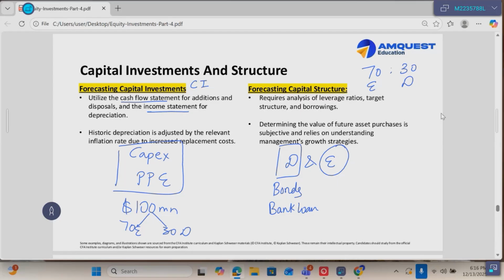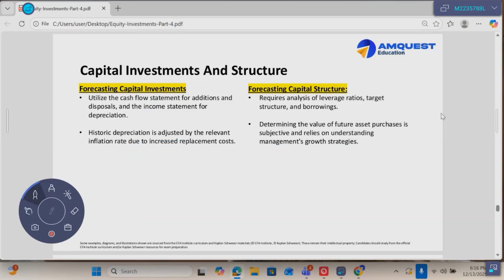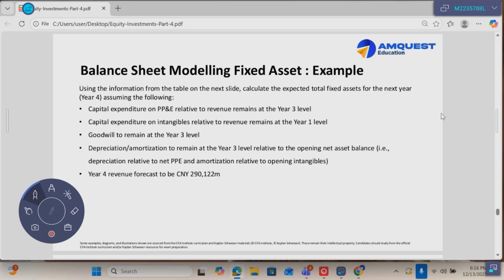Now, not necessarily every year the company will invest money in property, plant and equipment. It will make heavy investments or new investments only when it is planning to grow. Otherwise, they incur only normal routine capital expenditure, which is to maintain the production capacity of their plant or equipment. So we have an example to calculate the asset requirement as well. So over here, they are saying that the capital expenditure on property, plant and equipment relative to the revenue remains at year 3 level.